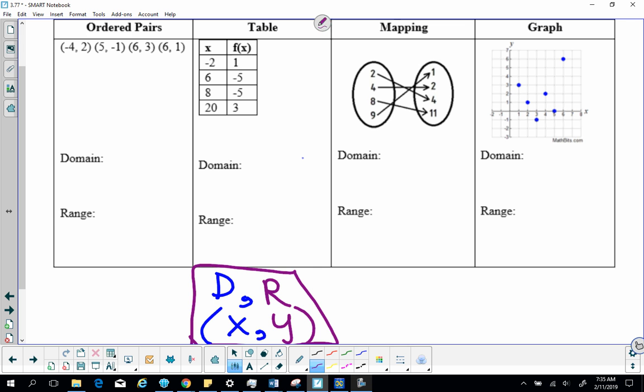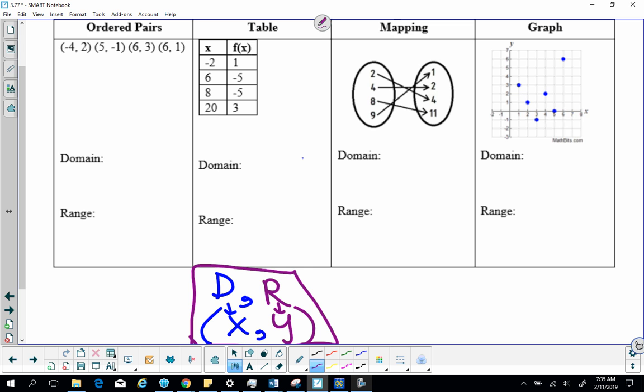XY because the domain are your X coordinates. The range are your Y coordinates. So every time you get your paper for the entire day, make sure to put Dr. XY on it. And you remember that because the domain is your X coordinate, the range is your Y coordinate. So you're sticking with these colors for today.